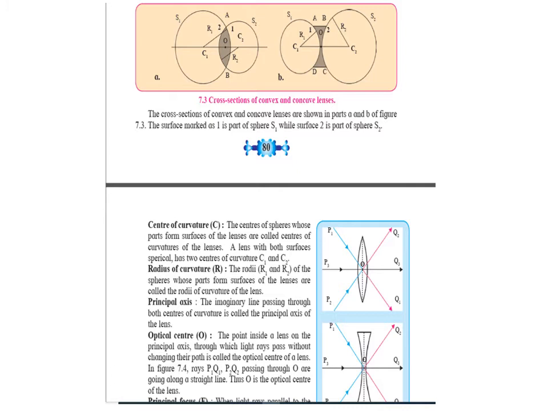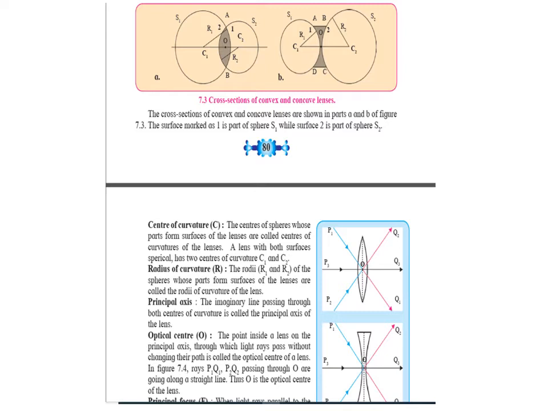Radius of curvature or radii of curvature. Radius, we know what is a radius in case of a circle. Similarly here also, the radii of the sphere whose part forms the surface of the lens are called the radii of curvature of the lens. So the radius of sphere A, that is R1, whereas the radius of sphere B, that is S2, and C R2 are the two radii of curvature.